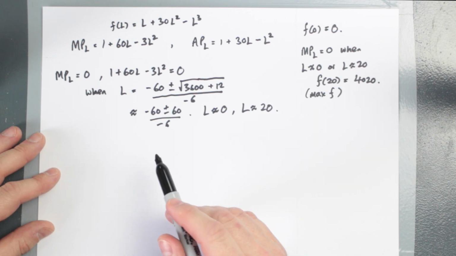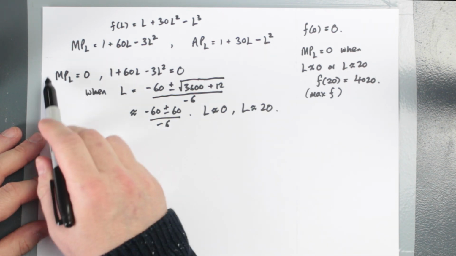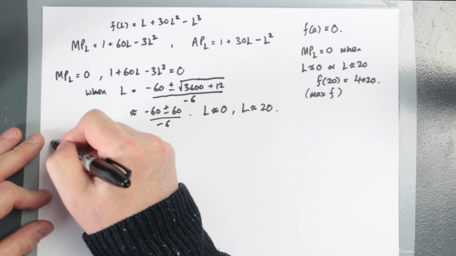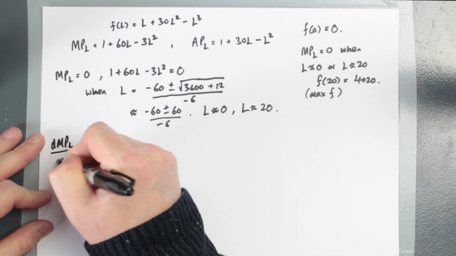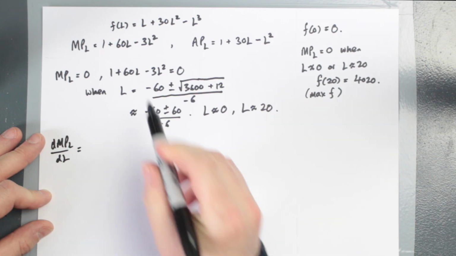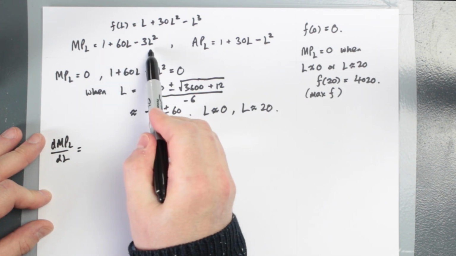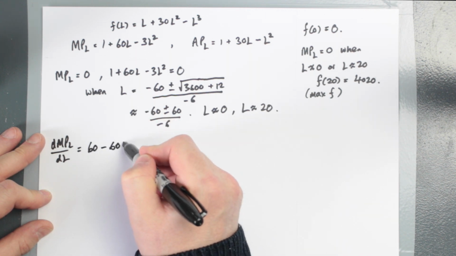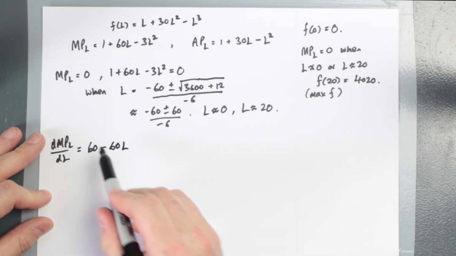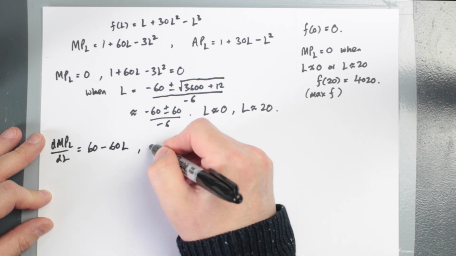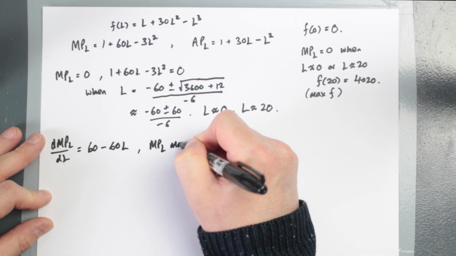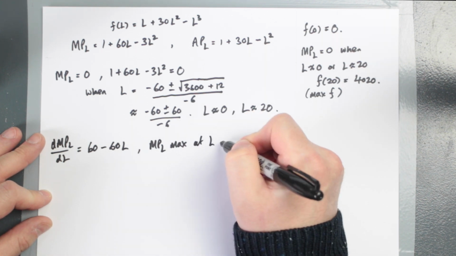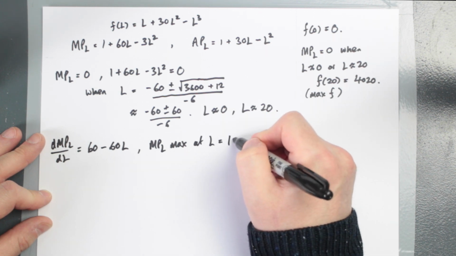So what else can we say about this? What about learning a bit more about this marginal product of labour? Perhaps we could find where this is maximised. So if I take the derivative of this marginal product of labour with respect to labour, okay, I'm differentiating this expression here, I simply get 60 minus 60L. So I know that MPL max is where this derivative is 0. So at L is equal to 10 in this case.